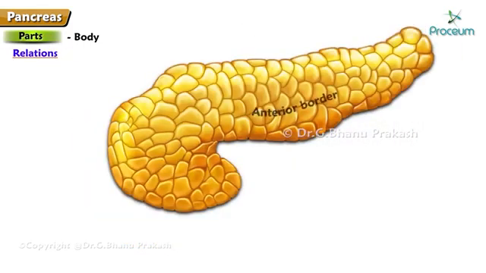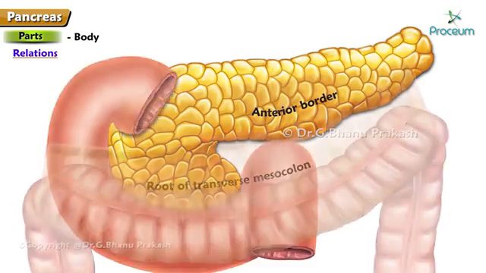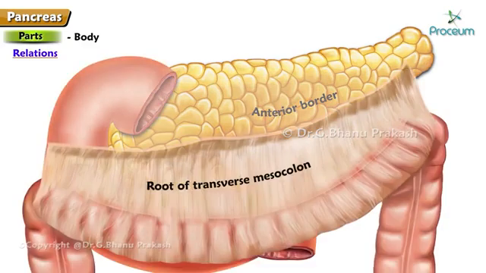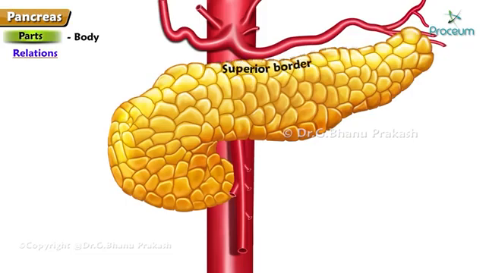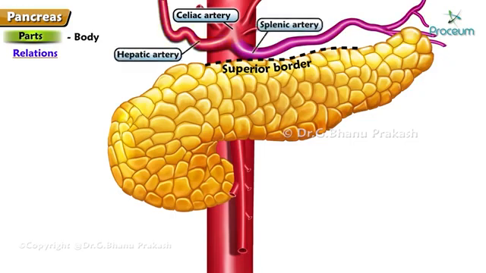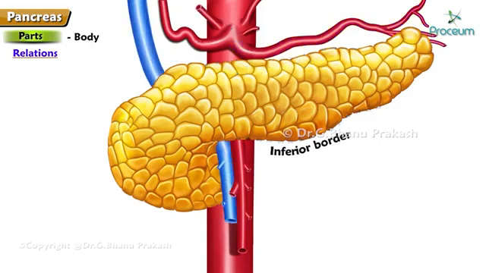Relations. Anterior border provides attachment to the root of the transverse mesocolon. Superior border is related to the celiac artery above the tuber omental, the hepatic artery to the right of the tuber omental, and the splenic artery to the left of the tuber omental. Inferior border is related to the superior mesenteric vessels.